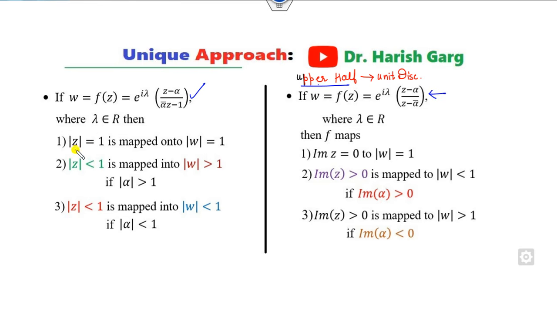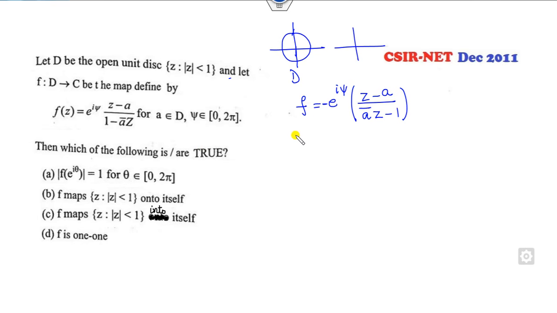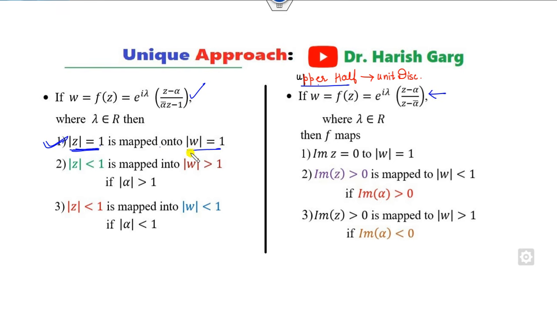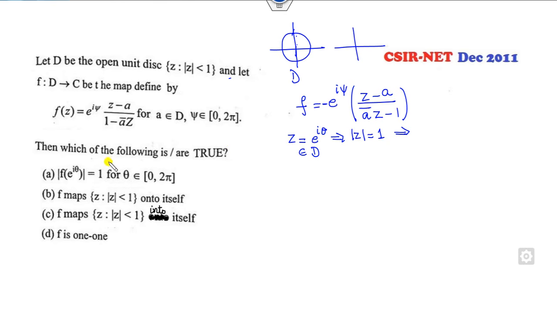So the first option is, if mod Z is 1, then it maps onto there. So look at that. If I take Z as e raised to power iota theta, what does it mean? This is my 1. It lies on this D. So therefore this value is in my D. So according to this rule, it maps onto W with modulus 1. So f of Z has modulus 1. This is a correct statement. So this is the right answer.